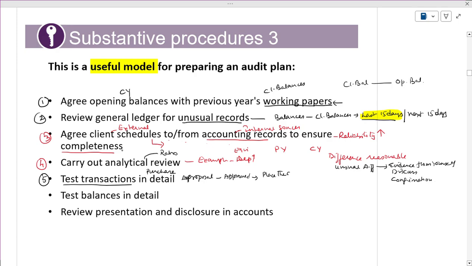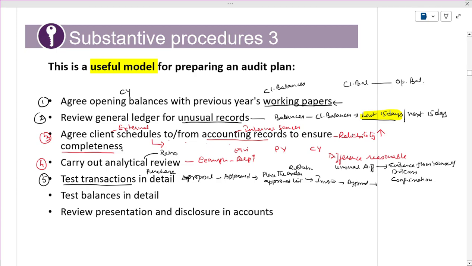Place the order. This is nothing but in detail. Once you are placing the order, you should have an approved list of suppliers to whom we can place the order. You should ask for a quotation. Then you will get an invoice. You have to get the approval for the quotation.